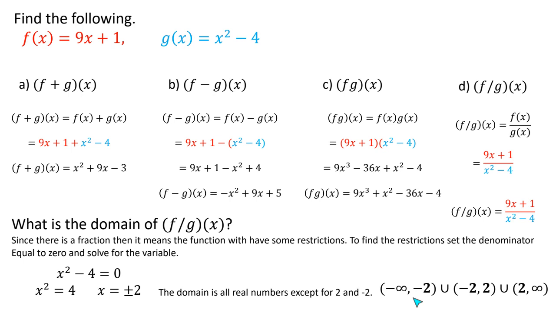And so in interval notation, we would write that as negative infinity all the way to negative 2. And then we use the union symbol, which means that it's everything together. And then we have from negative 2 to 2, and then we go from 2 to infinity. So this right here represents in words that the domain is everything except for negative 2 and positive 2. And that's why we use parentheses instead of a bracket for the 2 and negative 2.